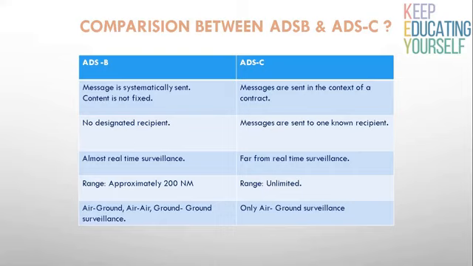Round trip time is 3 minutes or more. ADS-B range is approximately 200 nautical miles. In ADS contract, range is unlimited. Please refer to our video lecture on this. ADS-B is air to ground, air to air, and ground to ground surveillance. ADS-C is only air to ground surveillance.